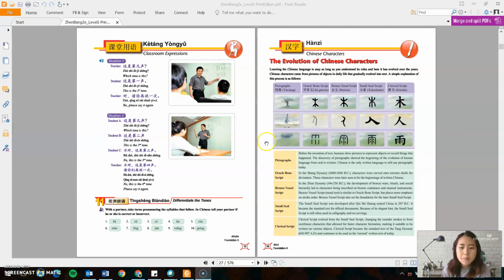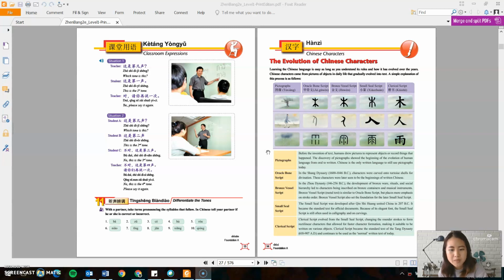All right, pictographs. Before the invention of text, humans drew pictures to represent objects or record things that happened. The discovery of pictographs showed the beginning of the evolution of human language from oral to written. Chinese is the only written language to still use pictographs today, right? If you've ever learned about Egyptian hieroglyphs, it's not in use today anymore, right?